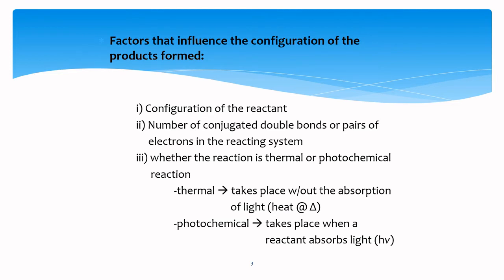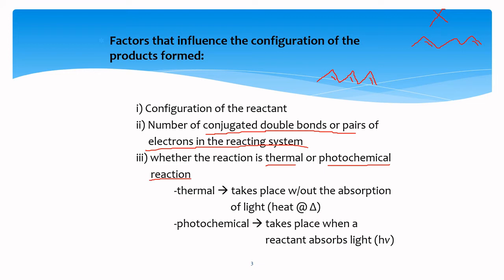However, when we produce the product, there are factors that influence the configuration of the product formed. The first factor is the configuration of the reactant. The second factor is the number of conjugated double bonds or pairs of electrons in the reacting system. When we talk about conjugated double bonds, the double bonds must be alternating. So this is an example of conjugated double bonds. If the molecule looks like this, this is not a conjugated double bond because the double bond is not continuous. And the third factor is whether the reaction is thermal or photochemical.